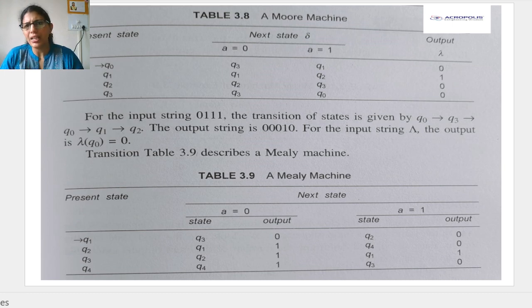And from the table we can get an overview that in the Moore machine the present state and output have a direct relation. The output depends directly on the present state. And in the Mealy machine the output depends on the present state and the input alphabet also. From the table it is clear that if the present state is q1, then on input alphabet 0 the state is q3 and the output is 0. When the input alphabet is 1, the state is q2 and the output is 0. On q2, when the input alphabet is 0, the state is q1 and the output is 1. And on input alphabet 1, from q2 the next state will be q4 and the output will be 0.